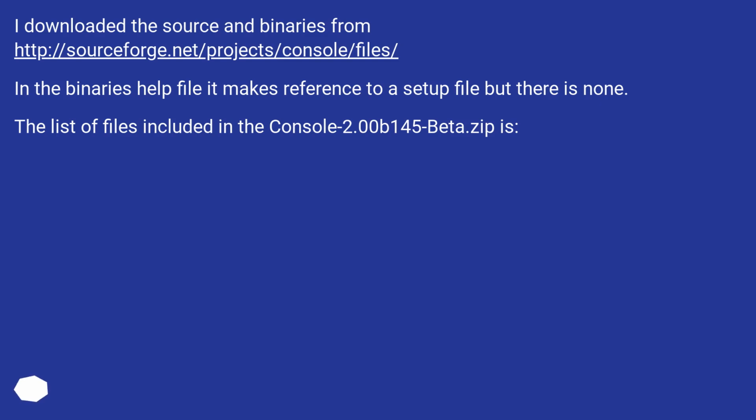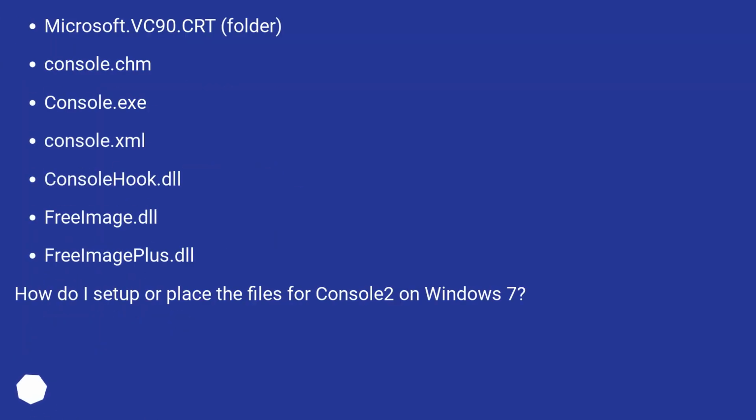The list of files included in the Console2 145 beta zip is: Microsoft.vc90.crt folder, Console.chm, Console.exe, Console.xml, ConsoleHook.dll, FreeImage.dll, FreeImagePlus.dll. How do I set up or place the files for Console2 on Windows 7?